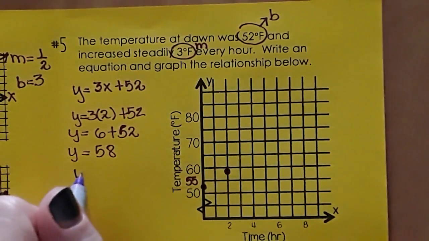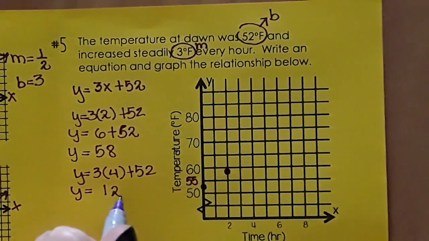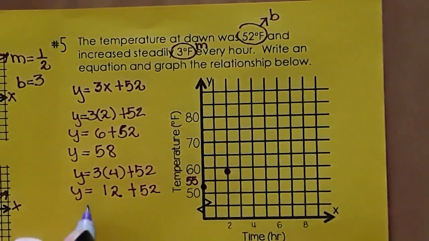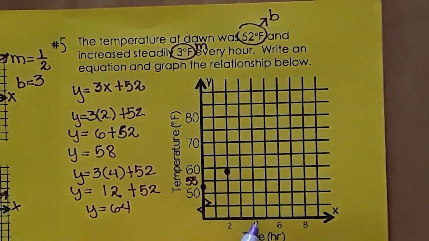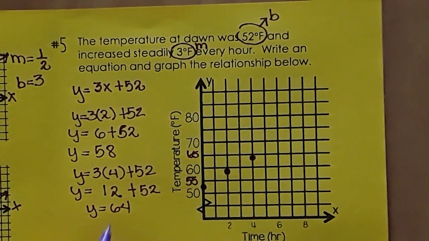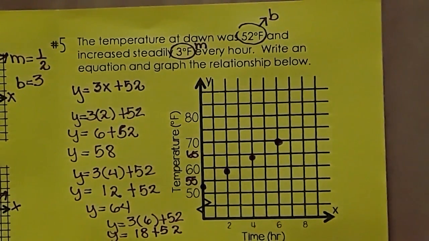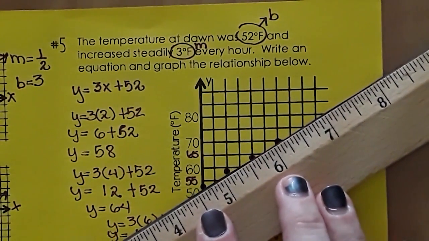We can go again to the 4. Y equals 3 times 4 plus 52. 3 times 4 is 12. 12 plus 52 is 64. So this one is (4, 64). So we're just going to go below that 65 line. Let's do one more. Y equals 3 times 6 plus 52. 3 times 6 is 18. 18 plus 52 is 70. So (6, 70). I'm going to go ahead and take my straight edge and connect my points. This again is a linear equation. It is straight.